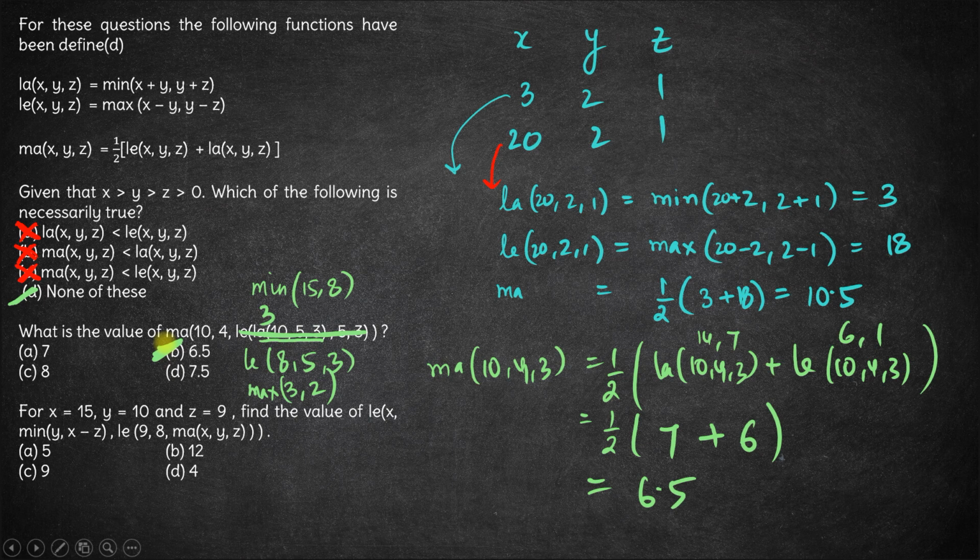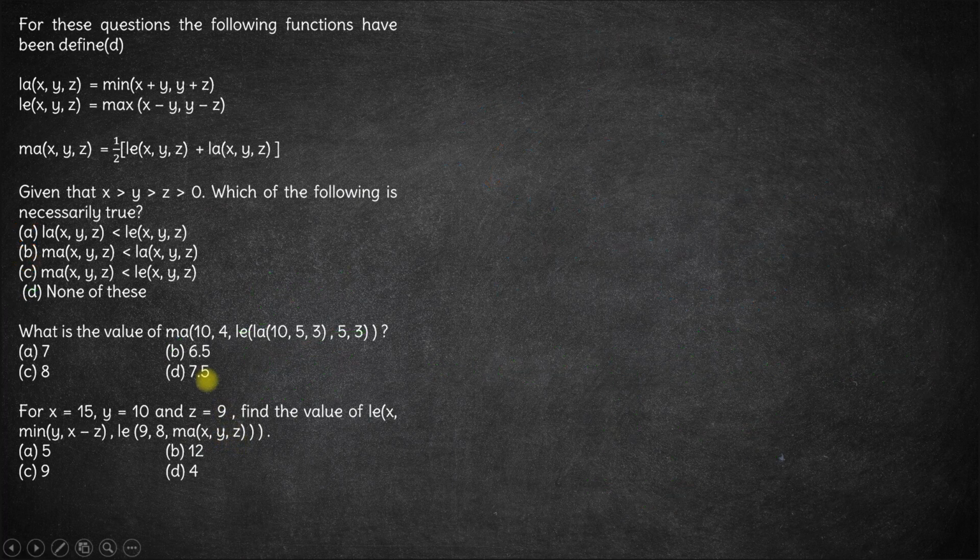Fine. And now coming to the last question of this set. If x is 15, y is 10 and z is 9, find the value of LE x comma minimum of y comma x minus z comma LE 9, 8, maximum of x comma y comma z. Okay, so basically you need to do some calculations here.